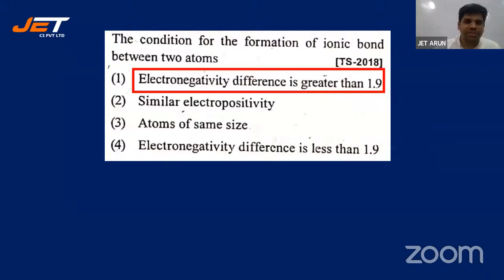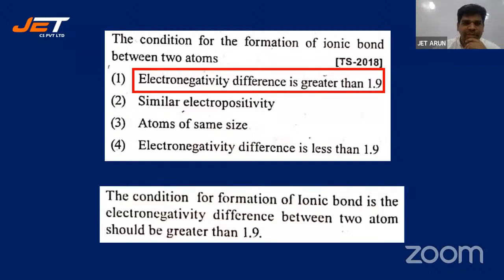1 is the right answer, students. Electronegativity difference should be greater than 1.9. The more electronegative the atom, the greater the chances of formation of an ionic bond. All right. I'll give you a few seconds. Note down the statement: for the formation of ionic bond, electronegativity difference should be greater than 1.9. I'll count till 5. 1, 2, 3, 4, and 5. All right, make a note of the statement, students. The condition for the formation of ionic bond is that the electronegativity difference between two atoms should be greater than 1.9. That's what we have just said. Make a note of this, students.